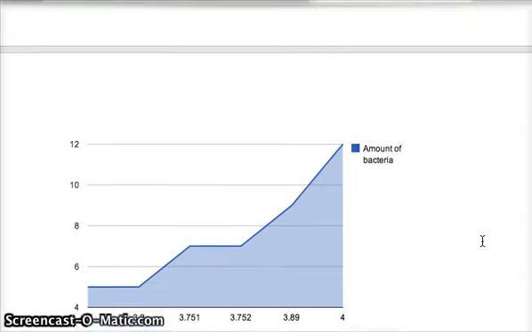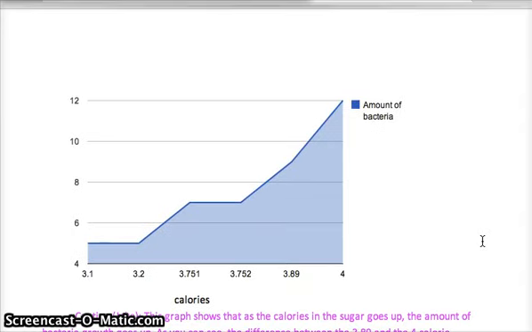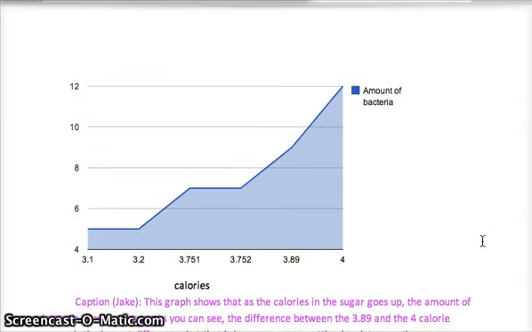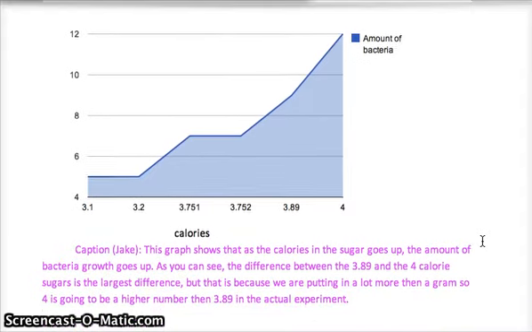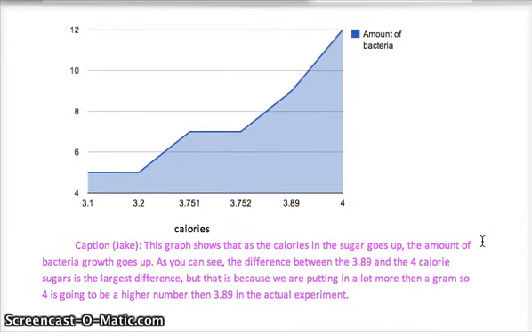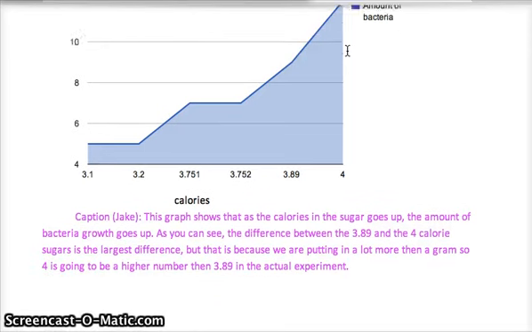All right, here's our expected graph. So, we expect that in the sugars with less calories, there will be less bacteria. And as it goes up, you can see it's going up at a slope here. It'll get progressively higher with the more calories you have.